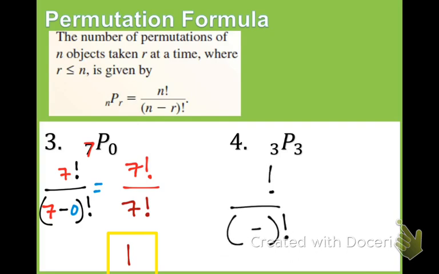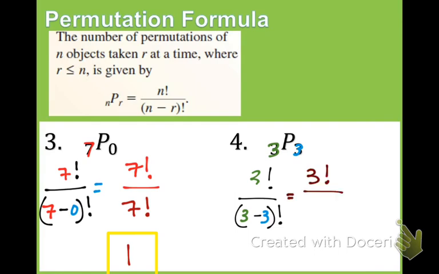All right, the next one, we have 3 permutation 3. So what goes in the top? 3, and then 3. And then the second number will be a 3 as well. So at the top we have 3 factorial, and the bottom, what is 3 minus 3? 0. What is 0 factorial? 1. Do I need to write this 1 under it? No, it's not going to change anything. So now what we have left is 3 factorial, which is 3 times 2 times 1, which is 6.